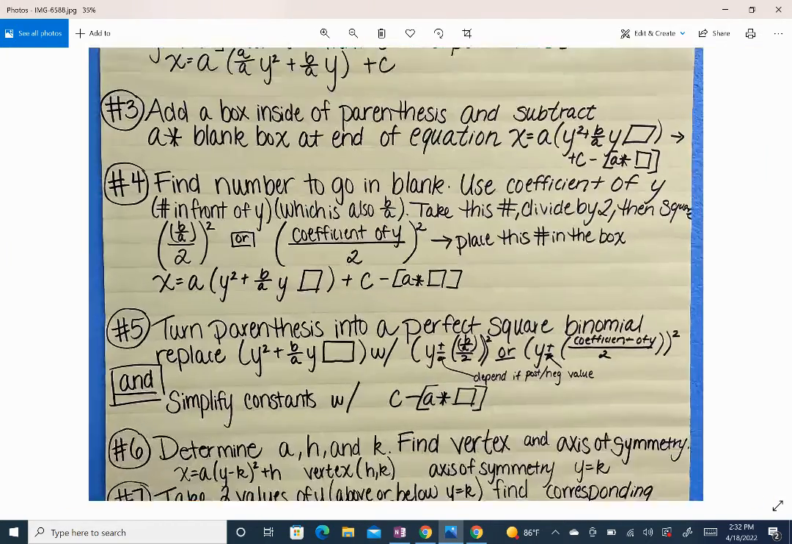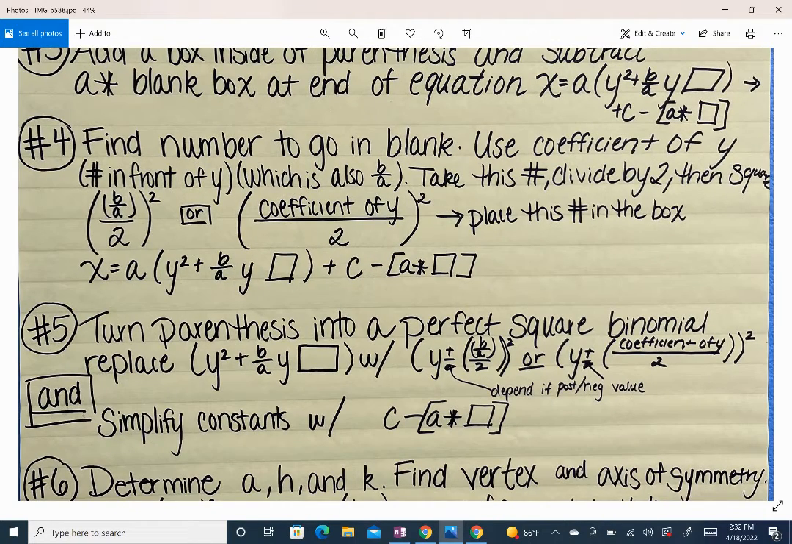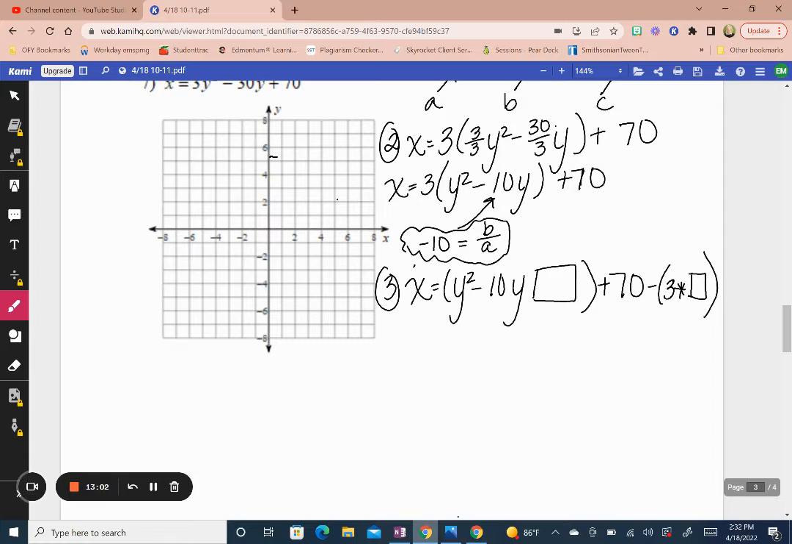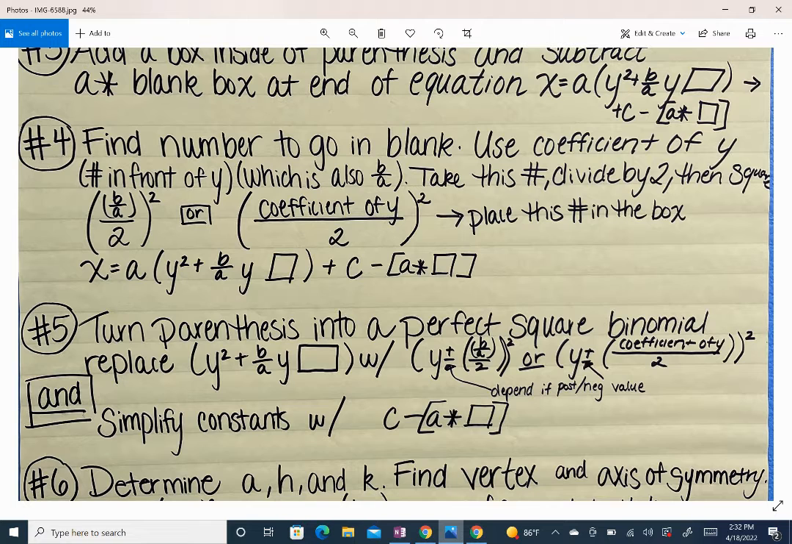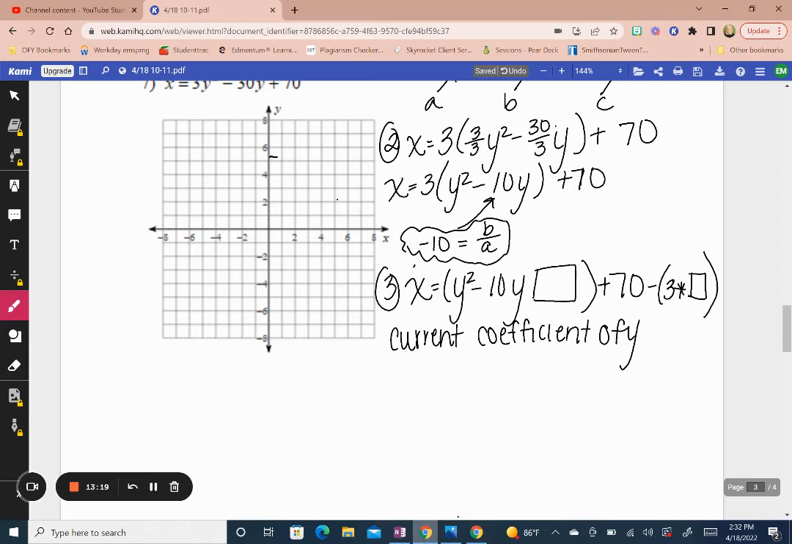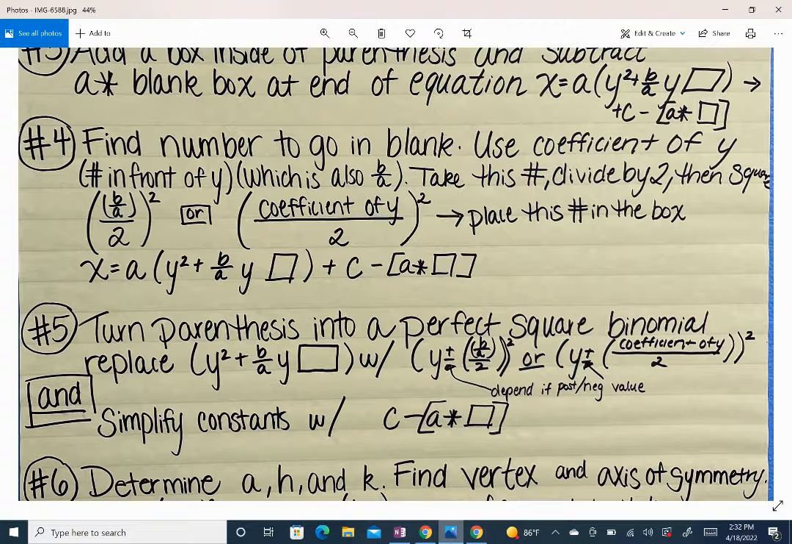Step number 4 is you're going to find the number that goes in the blank. You're going to use a coefficient of y. So this is your current coefficient of y. So the coefficient is the number in front of your variable, which is y. And if you take a look here, you could just do this b divided by a, which you already found is negative 10 right here. Or you could just see a negative 10 in front of y right now, okay?